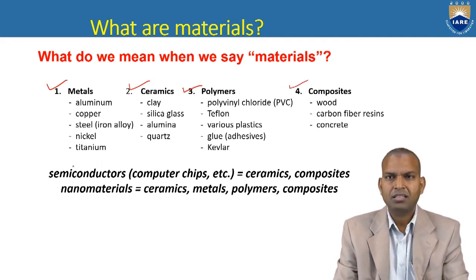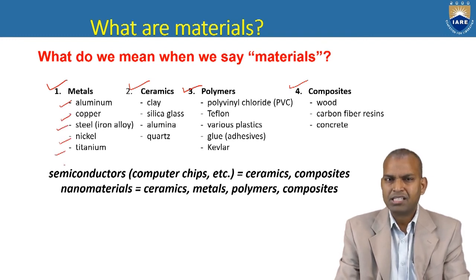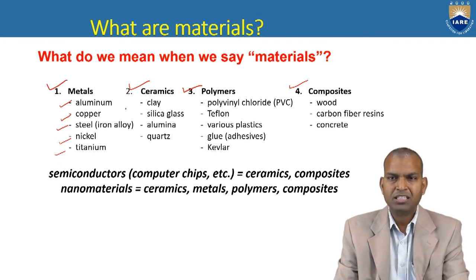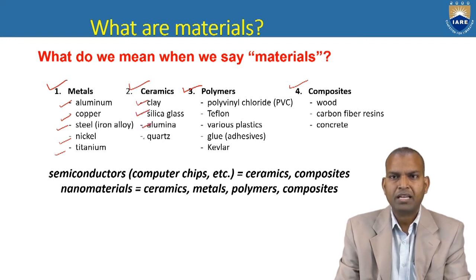The metals are aluminium, copper, steel, nickel, titanium, etc. So these are the examples for metals. Whereas here, what are the ceramics? The examples for ceramics are clay, silicon glass, alumina, and quartz.